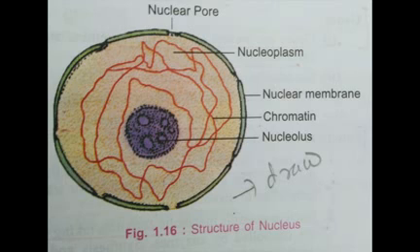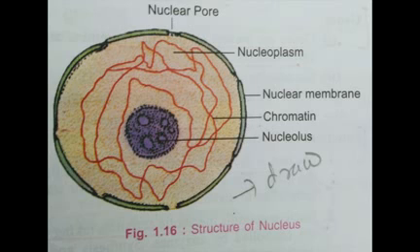At the end, what are the functions of the nucleus? The nucleus is the chief controlling center of the cell. It contains chromosomes which carry the genes, and genes are responsible for transmission of hereditary characters from one generation to another. And also, the nucleus controls the metabolic activities taking place in the cell.